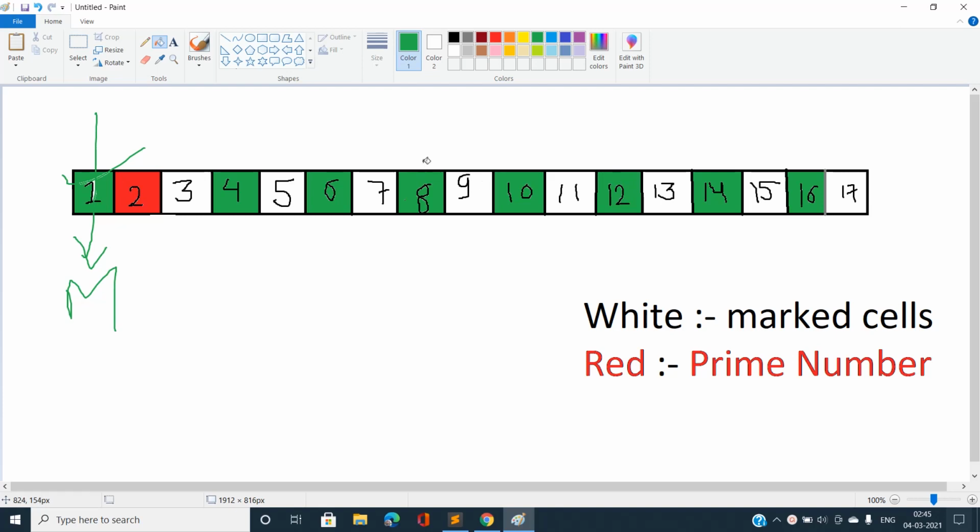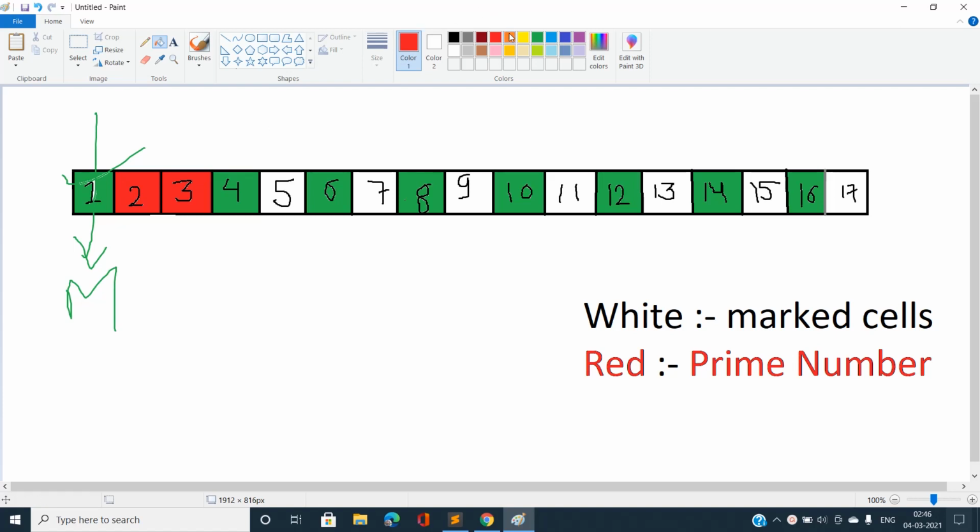Now I am going to pick the next unmarked number. So what is the next unmarked number? You can see the next unmarked number is 3. So I am going to mark 3 as prime because this is the next unmarked number. So again I am going to mark all its proper multiples as composite.